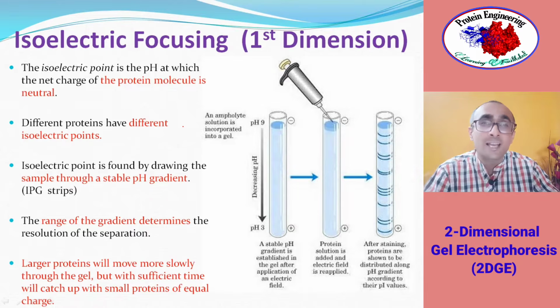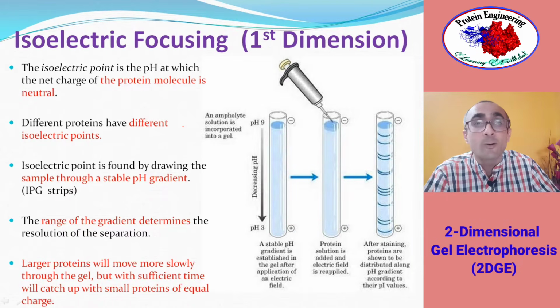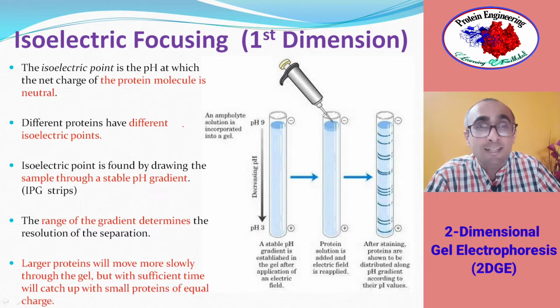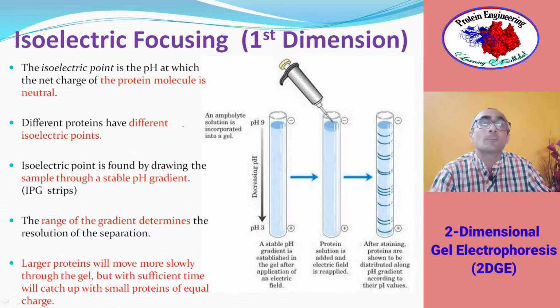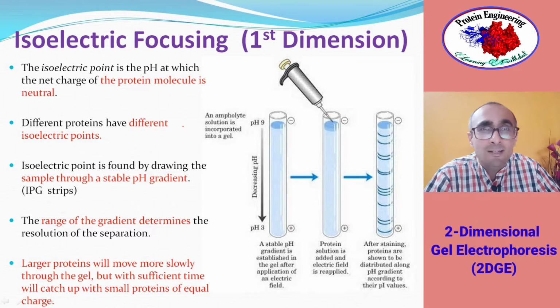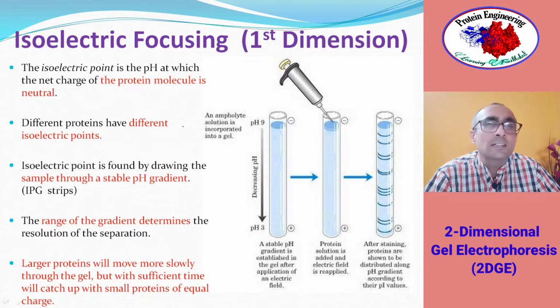A protein having a larger number of negatively charged acidic amino acids would have a lower pI. It's called an acidic protein. In contrast, a protein having a larger number of basic amino acids would have a basic pI, a high value of pI, and it's called a basic protein. The pI of a protein can be determined experimentally by a technique called isoelectric focusing.